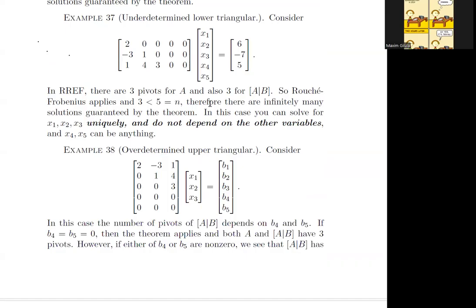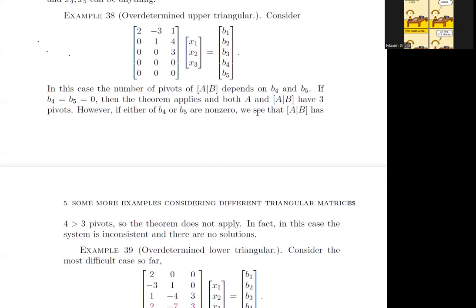Here's an underdetermined lower triangular matrix. Again, it's the same thing, 3 equations and 5 unknowns, but it's lower triangular, and so these are 0, and so x4 and x5 don't even appear in the equations. In this case, x1, x2, and x3 could be solved for uniquely in terms of numbers, and x4 and x5 could be anything. So there's infinitely many solutions because of x4 and x5 being anything.